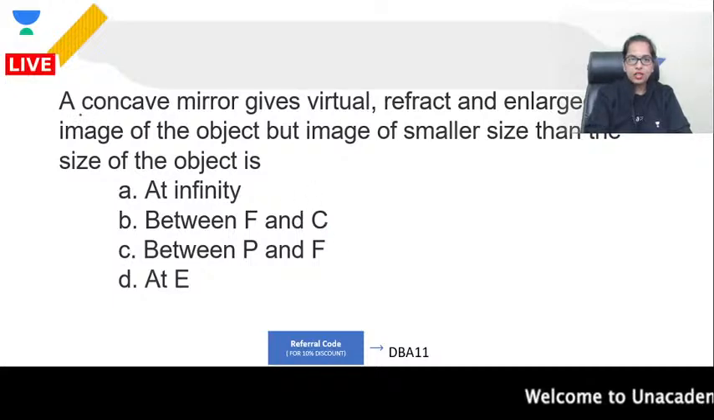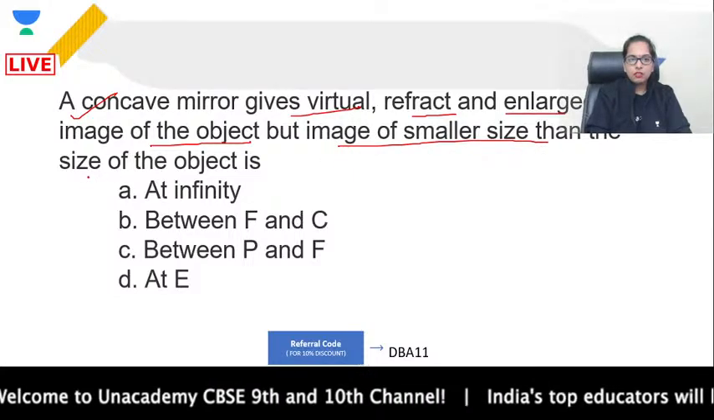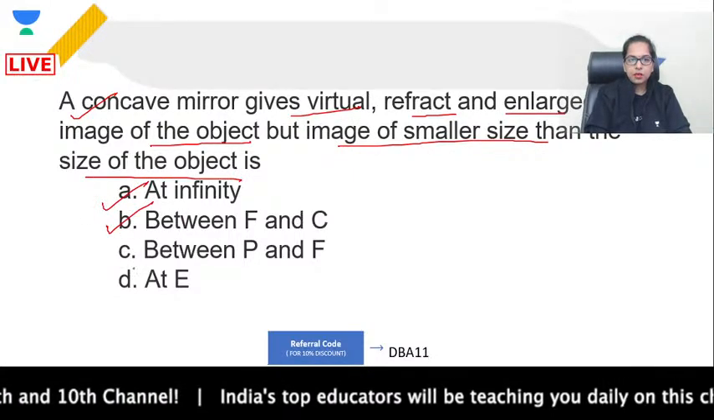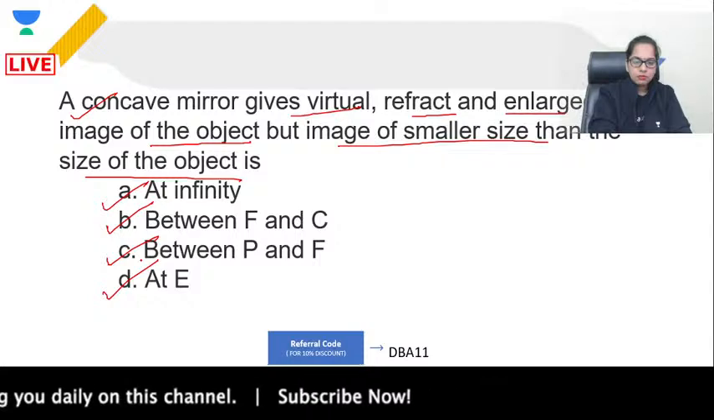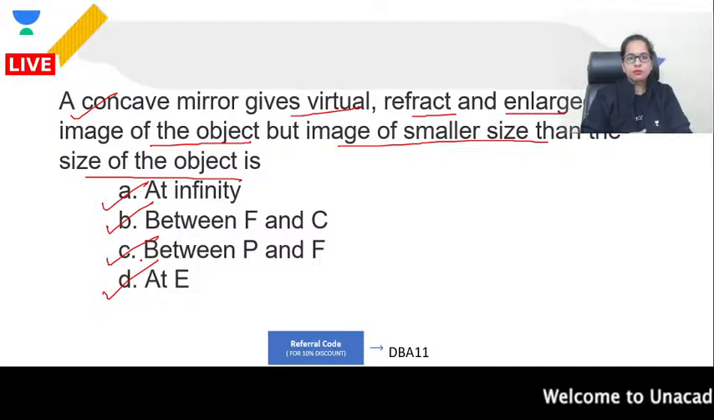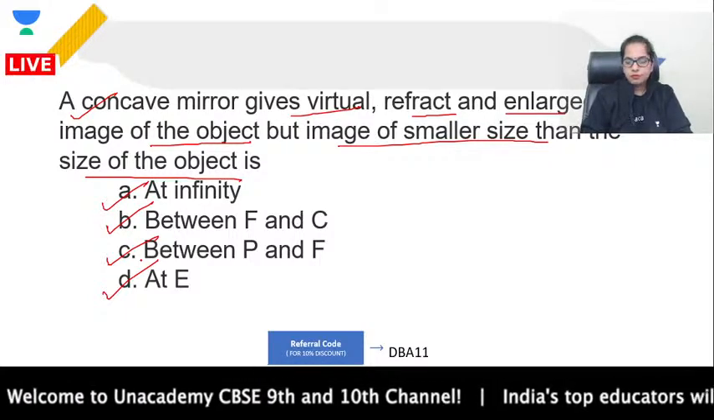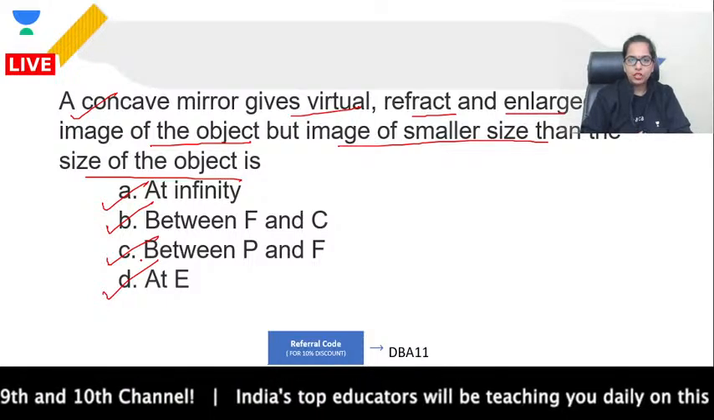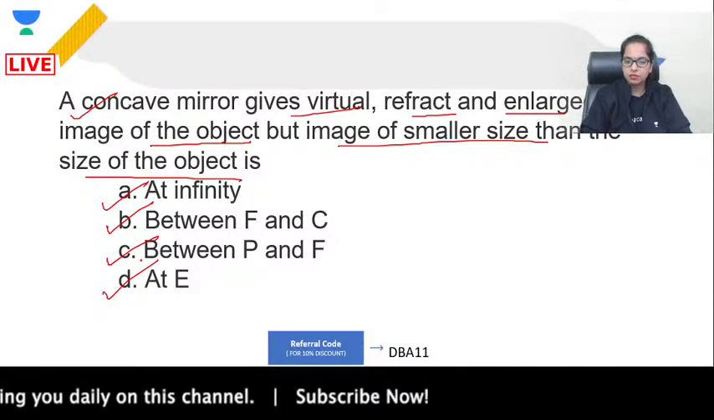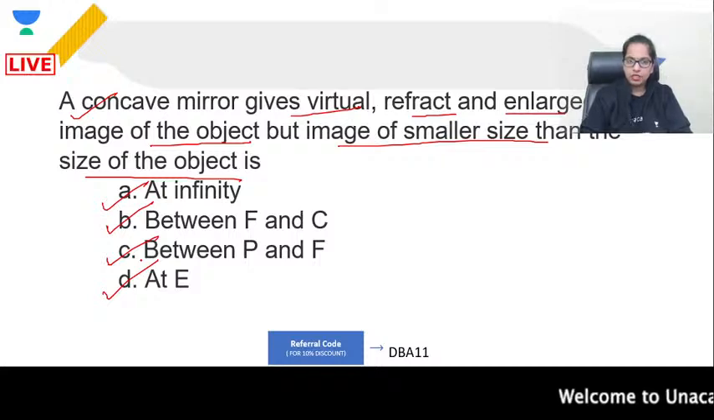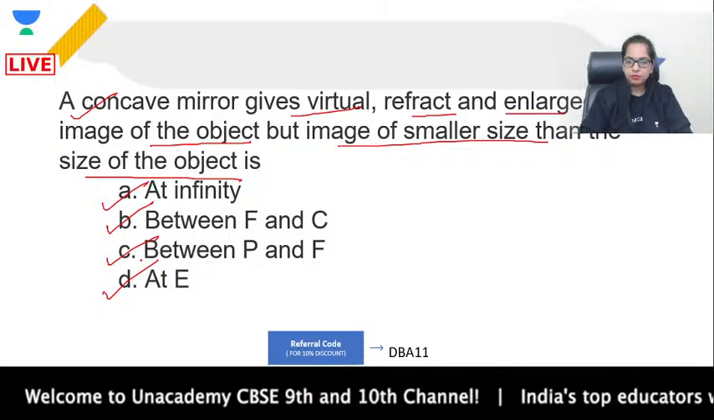We'll start up. A concave mirror gives a virtual, erect and enlarged image of the object, but an image of smaller size than the size of the object is at infinity, between F and C, between P and F, or at C. What should be the answer? Quickly, for this question. It is easy, what happened?